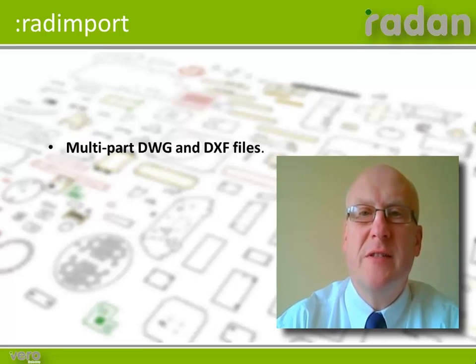Within Radimport there is a facility to scan a single file and extract each individual profile and save it away as a separate Radan symbol. Not only that, if there is any text within the drawing associated to each profile which relate to part name, material, thickness, etc., then Radimport can assign these values to attributes and save these attributes away with the symbol. Let me show you how this works.